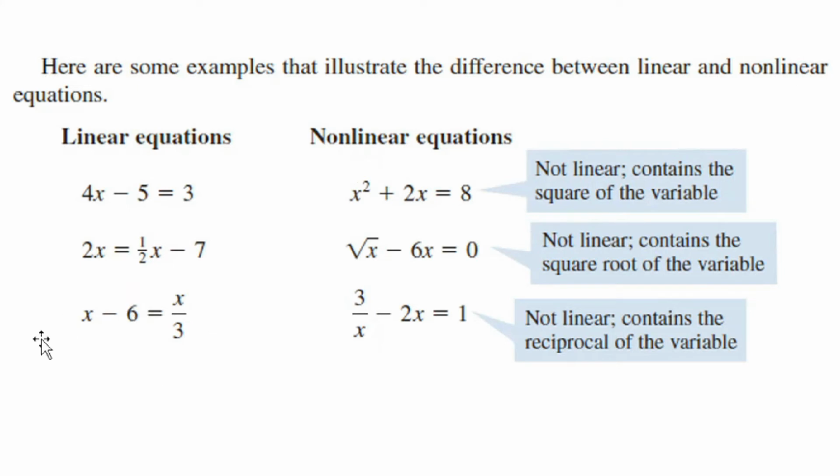Now on the third example in the linear equations, we have x minus 6 equals x over 3. Take note, x over 3 has a coefficient of 1/3 on the x. Therefore, the highest exponent there is still 1. So this example is a linear equation, while if the variable is in the denominator, then it is not linear.